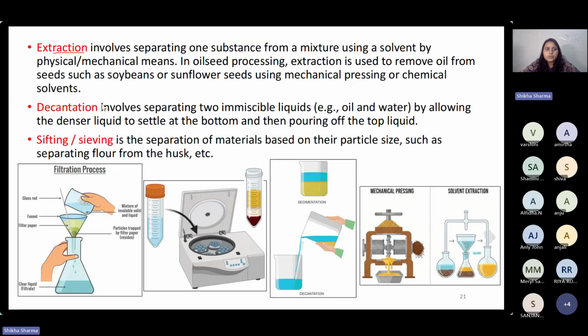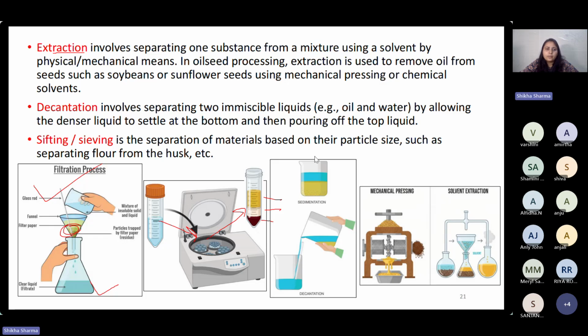Then extraction. So this is the filtration process. When we put the liquid or the solution and we put the filter paper, only the clear liquid will come through and we can collect it, and the solids are trapped in the filter paper, here. And then centrifugation: we can put the solution into the centrifuge machine and we can separate based on the densities. So the lighter will be at the top and the heavier will be at the bottom.